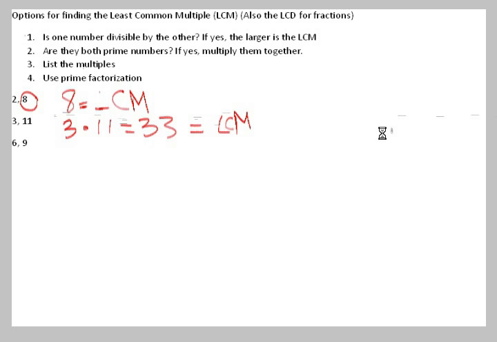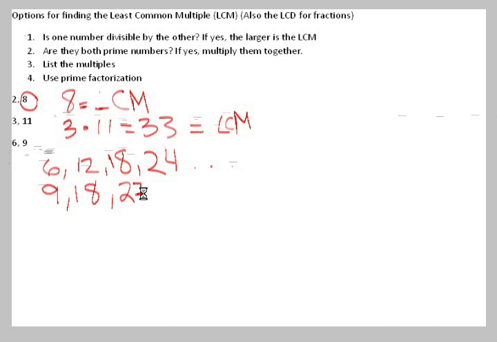Another option is to list out multiples. So for example, if we have 6 and 9, we can list out the multiples of 6. The multiples we find by counting by that number. So we'll count by 6's: 6, 12, 18, 24, and so on. Multiples of 9, we count by 9's: 9, 18, 27, 36, and so on.